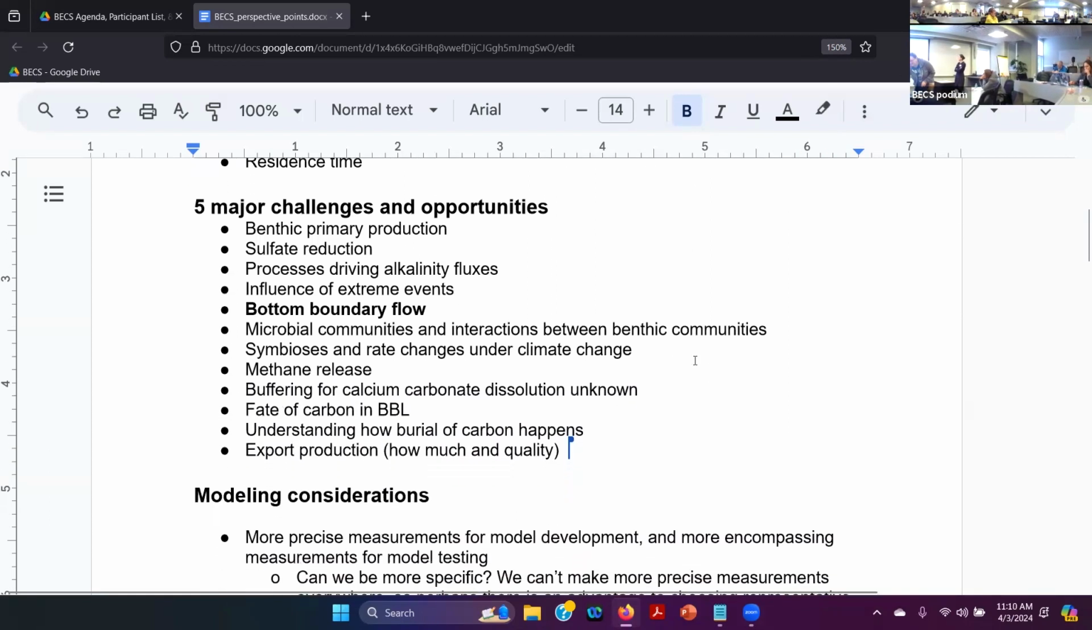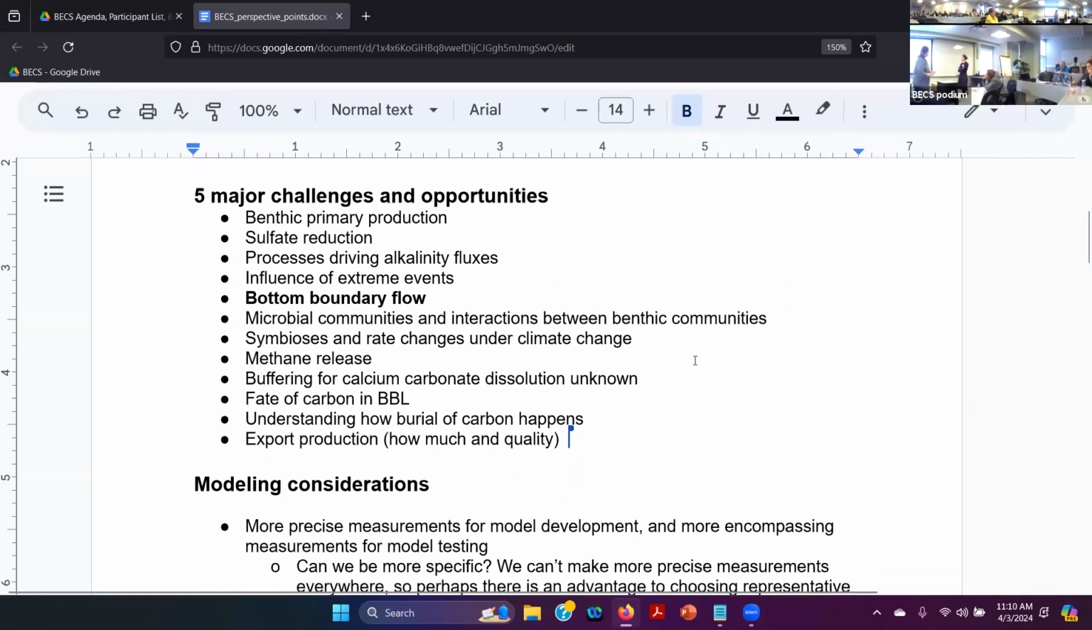So this is a list I got from just browsing through the posters and my own recollection post dinner, of some of the challenges and opportunities that came up more than once. I think a clear winner here is bottom boundary flow, which came up a lot, both in the morning and in the afternoon and in multiple breakout groups.